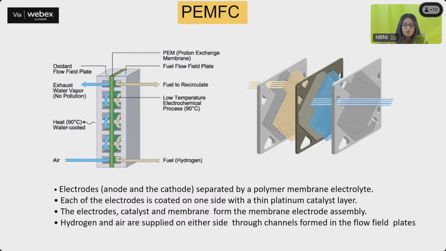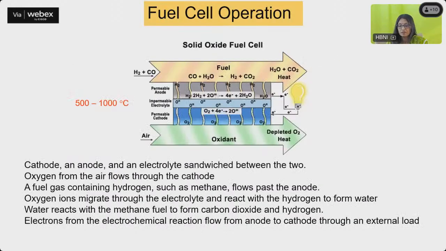So you can see all these flow field plates, and from these plates your hydrogen and oxygen flow in through the gas diffusion layer, then come into the catalyst layer, and there is an exchange of protons which moves across and reacts with the oxygen on the other side. The byproduct is water, and in the external circuit what you get is the flow of electrons. So this is how a PEMFC functions.